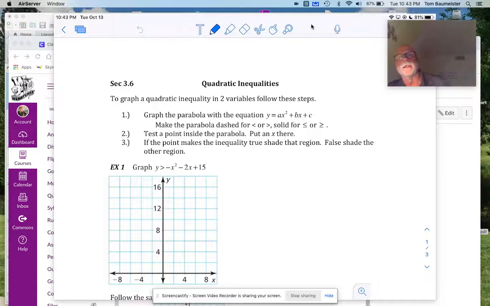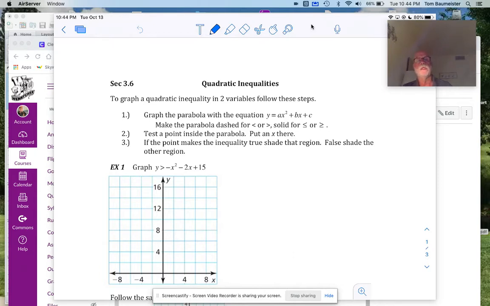Right, our last section, ladies and gentlemen, is quadratic inequalities, section 3.6. To graph a quadratic inequality in two variables, follow these steps. Number one, graph the parabola with the equation y equals ax squared plus bx plus c. Make the parabola dashed for less than or greater than. Make it solid for less than or equal to or greater than or equal to.